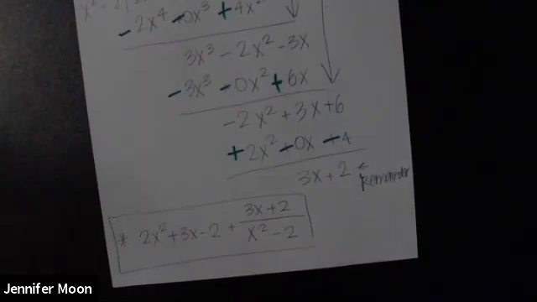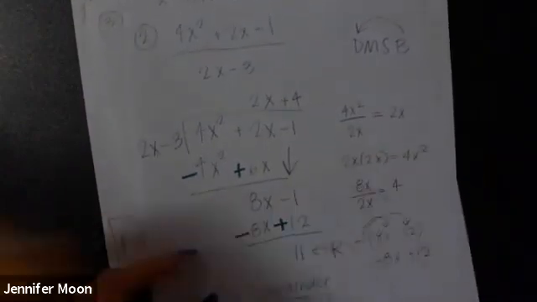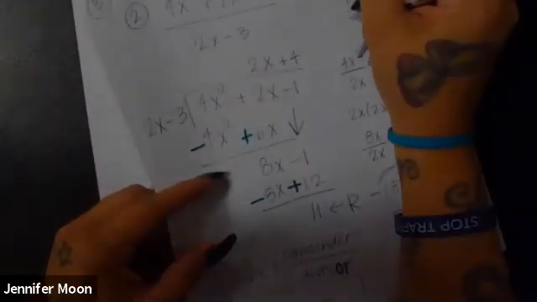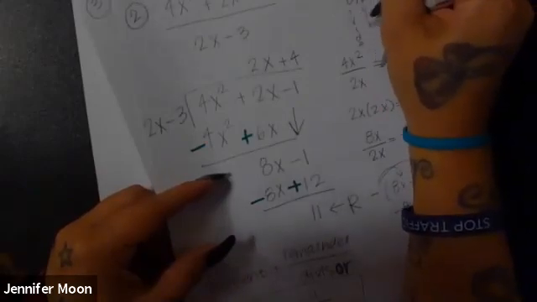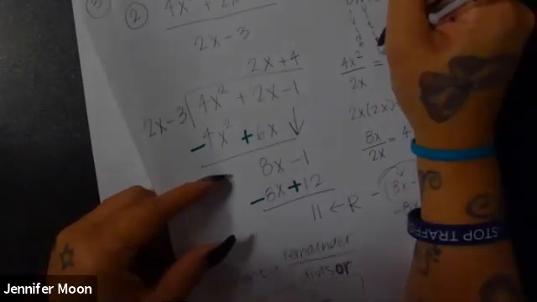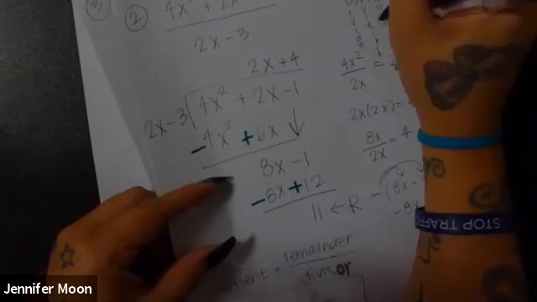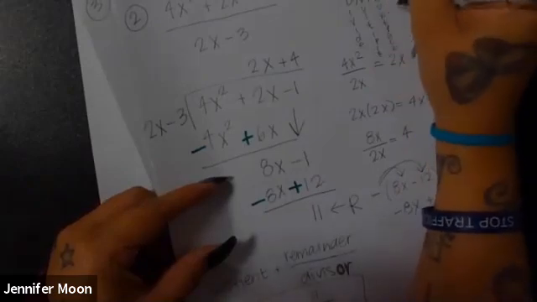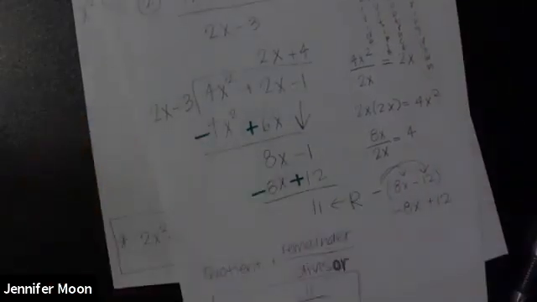It wasn't really an acronym. I just kept saying the same thing over and over again. So I was like, let's go ahead and write it. Like, what am I saying? Okay, so the steps that you follow are divide, multiply, subtract, bring down.